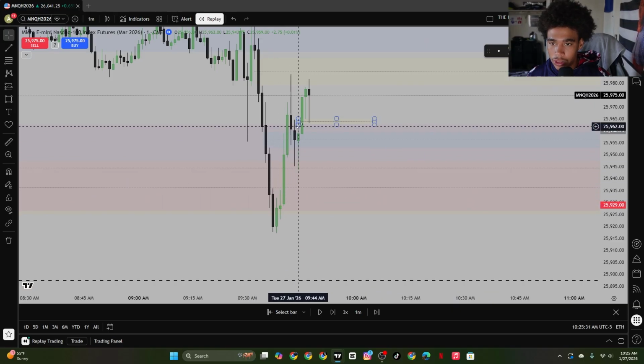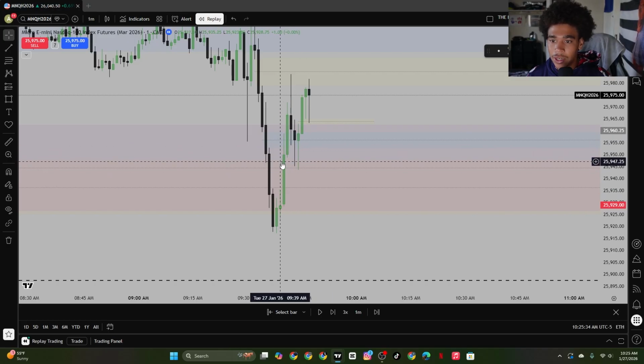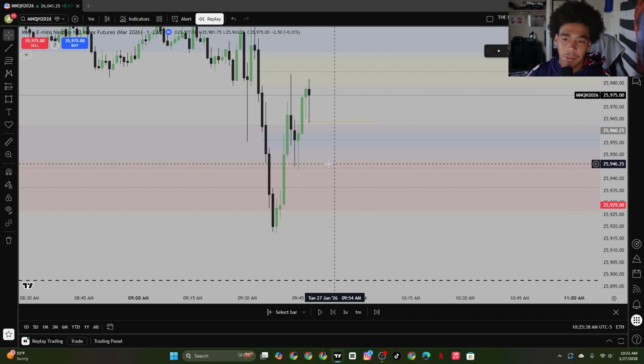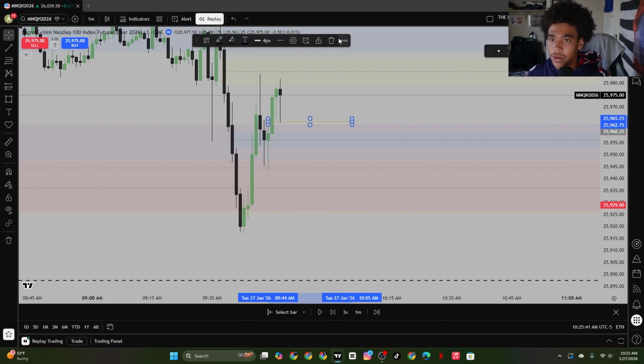Now I moved it to the lower quadrant because this price already did its damage inside this fair value gap. It already did what it was supposed to. I don't need it to play around in this fair value gap anymore. That's not what I want. We already did our damage in there.